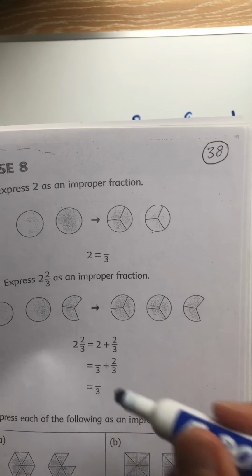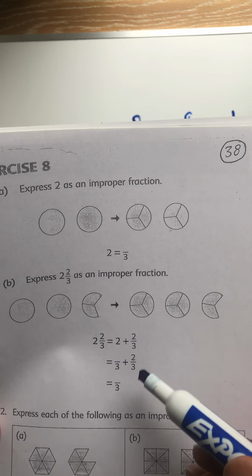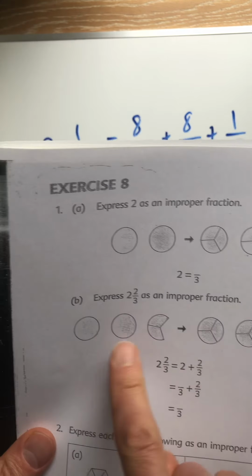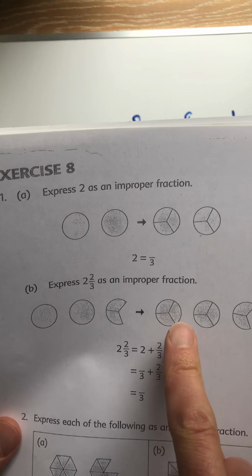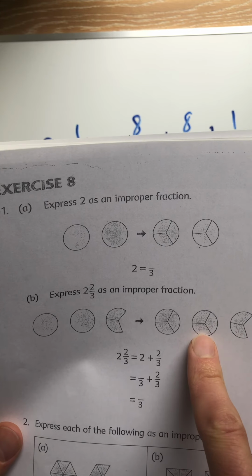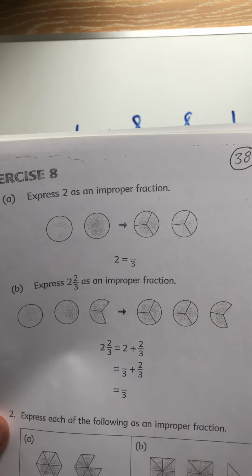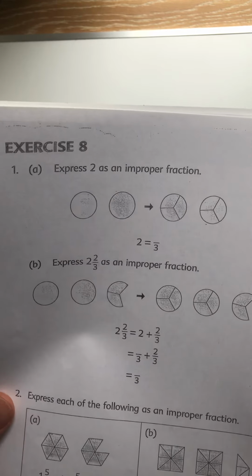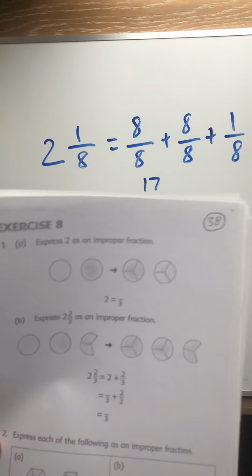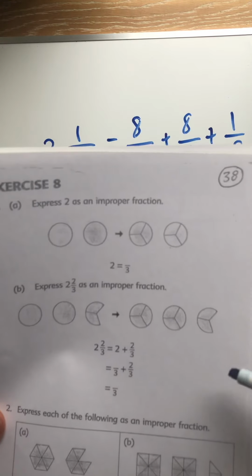So 2 and 2/3. Okay, so we're talking about thirds. So notice how they have 2 wholes here. So they have 3/3 there, 3/3 there. Oh, they even draw it for you. And then 2/3. So how many thirds? Well, you could just count them up. Or you could do it the way I did it right there. It'd be 3/3 plus 3/3 plus 2/3 equals.